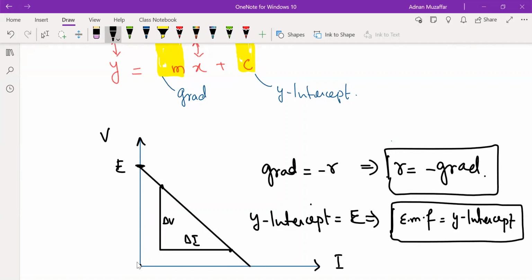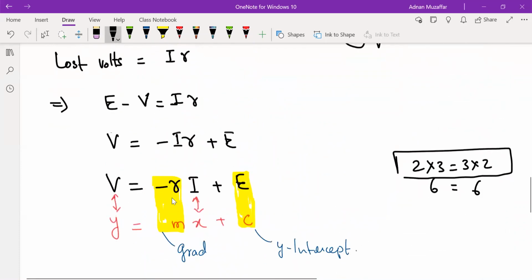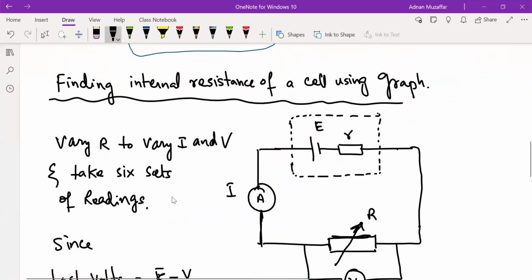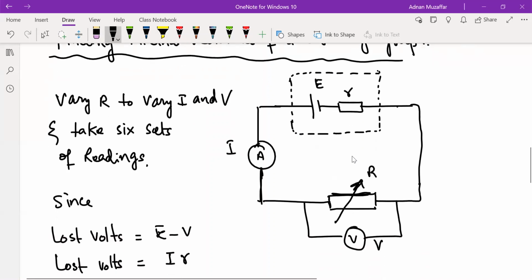Yes, you can find the gradient. No problem. Then you need to take this one from between this and zero current, I mean zero potential. It will be a larger triangle. Yes, you can get your answer. You will find the gradient even then. But it is better to show the triangle in the graph if they give you such questions. So this would be one way by which you can find out the internal resistance of the cell using a graph. I hope it is clear.